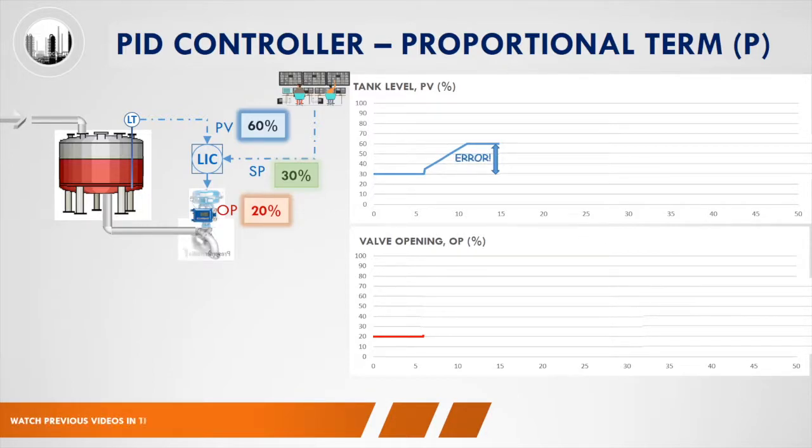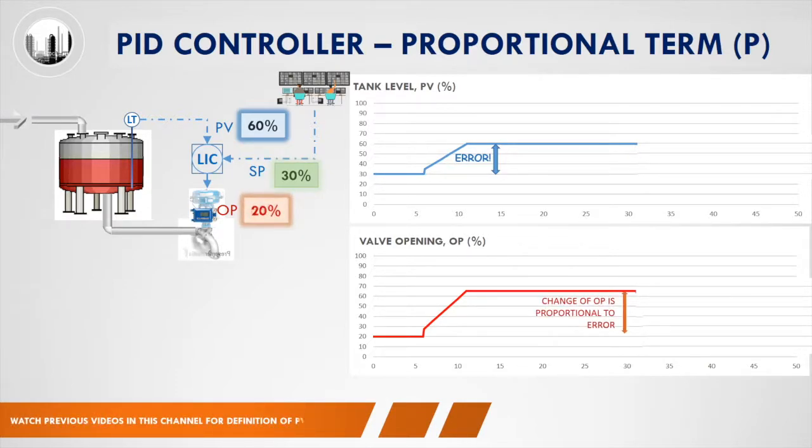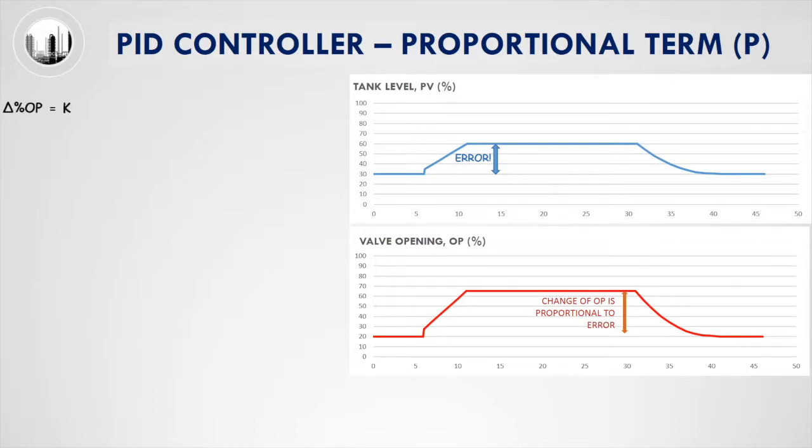When there is an error, the controller will increase the valve opening OP in proportion to the amplitude of the error. When the valve opens more, the tank level PV will reduce back to the set point SP. The equation of proportional action is basically Kc times the error. Kc is the proportional gain. This is also known as controller gain. In other words, proportional action generates an output correction that is directly proportional to the error.